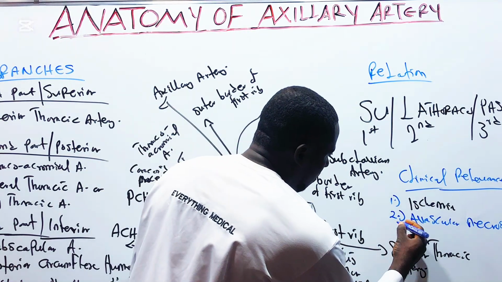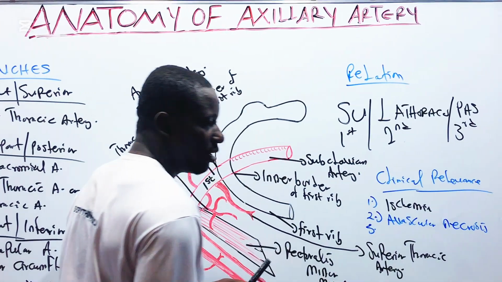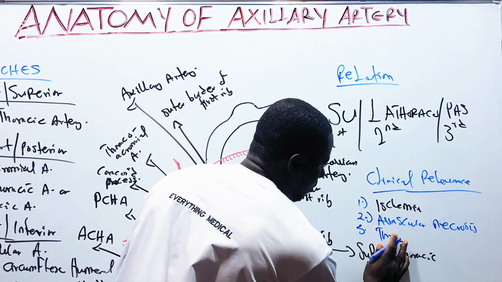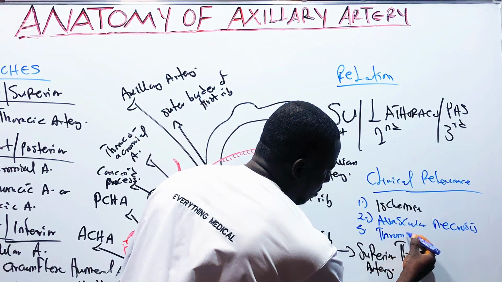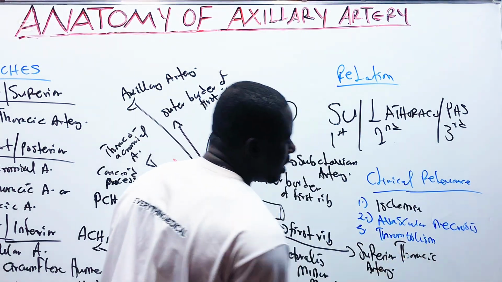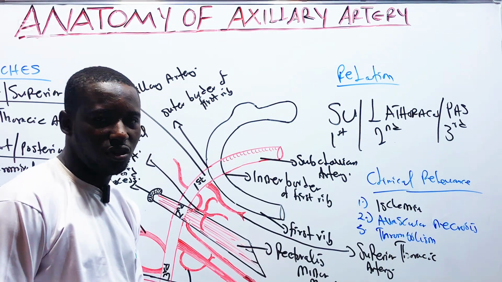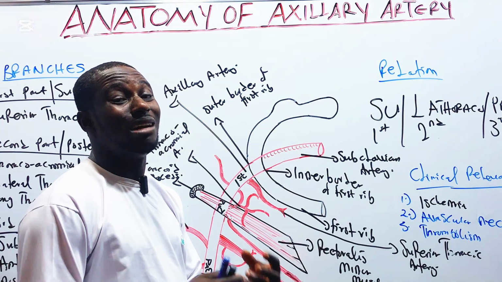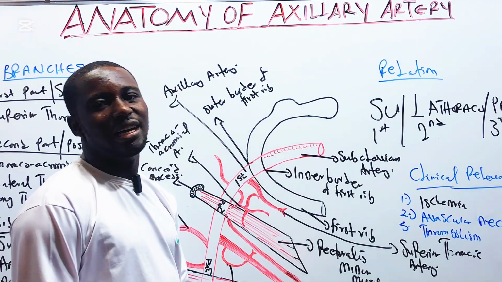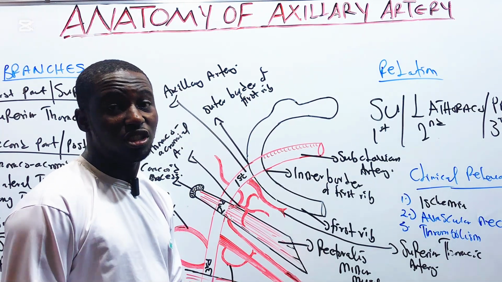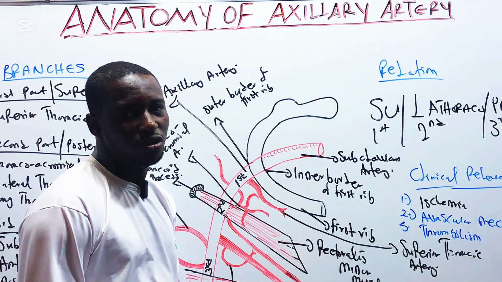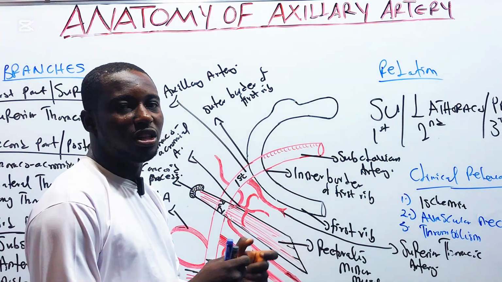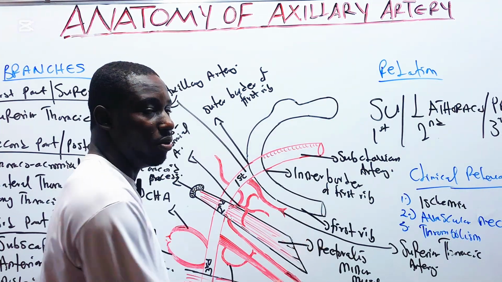Then number three is thromboembolism. Thrombosis simply means the formation of a thrombus, that is an intravascular blood clot on the blood vessel wall. That could be the formation of an intravascular blood clot on the wall of the axillary artery, which is not good. It could result in what? Hypoperfusion of blood, because there is already a small passage of blood in the blood vessel. So it is called thrombosis.